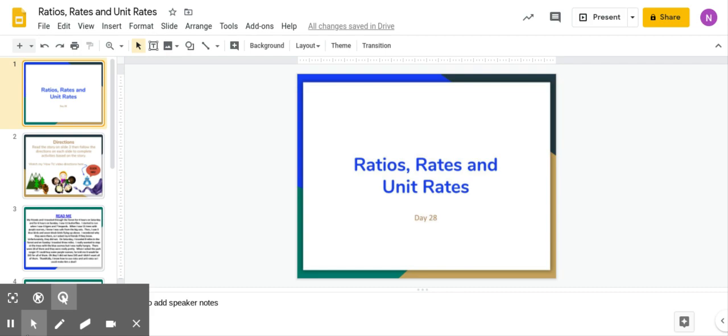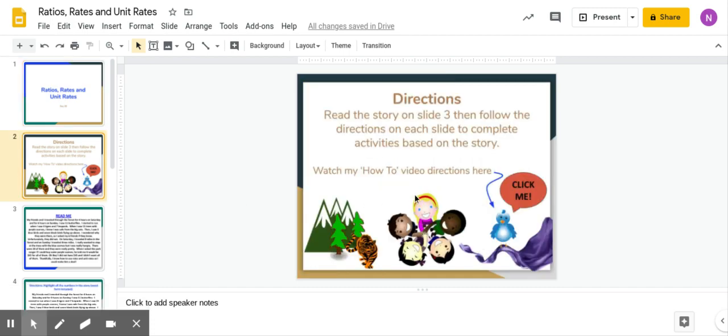Today, you're going to do a little review on what you've been learning the last 2 days about ratios, rates, and unit rates. So, I'm just going to walk you through the steps of completing this activity. It is a little bit different than ones we've done before. So, I just want to make sure you're good to go. On your directions slide, it says read the story on slide 3, then follow the directions on each slide to complete activities based on the story.